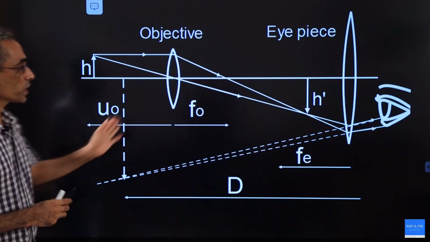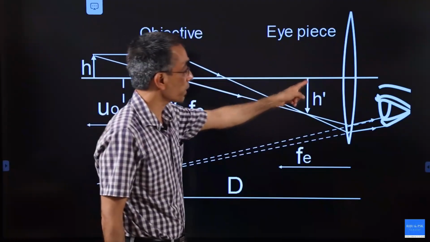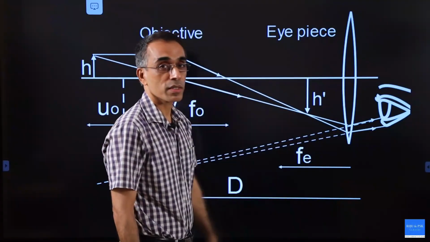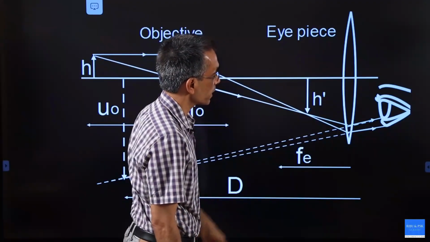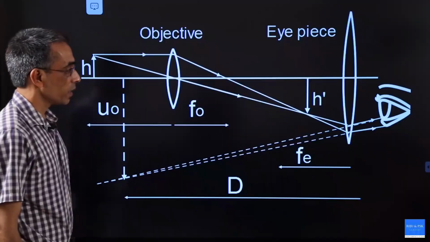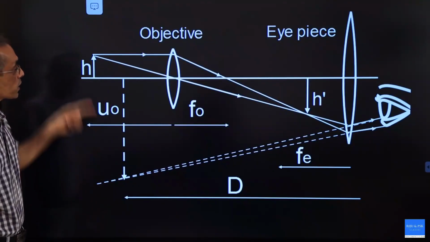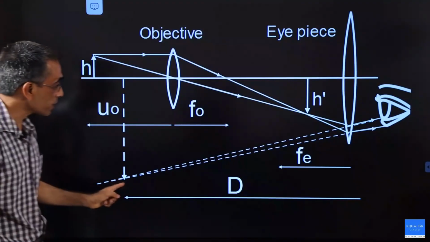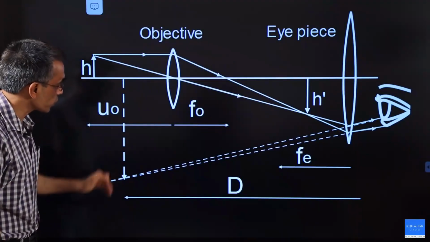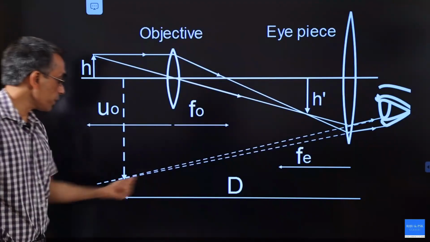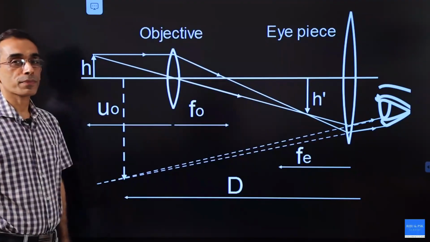So, objective, eye lens. What is the nature of the first image? It is inverted. Object on this side, image on this side, so it is a real image, inverted, and magnified. What is the nature of the final image? The final image is inverted with respect to the object, but erect with respect to the first image. It is enlarged, and virtual. This can be anywhere from D to infinity. In this diagram it is shown at D. Okay.